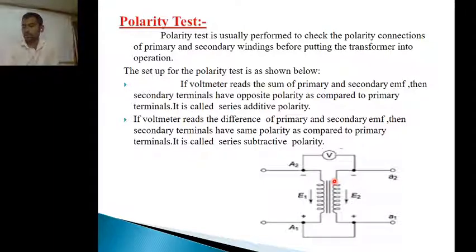And similarly, if the voltmeter gives the difference of the primary induced voltage and the secondary induced voltage, then the secondary terminals have the same polarity as compared to the primary terminals. So it is called the series subtractive polarity. So in this manner, we can determine the polarity of the primary winding and secondary winding.